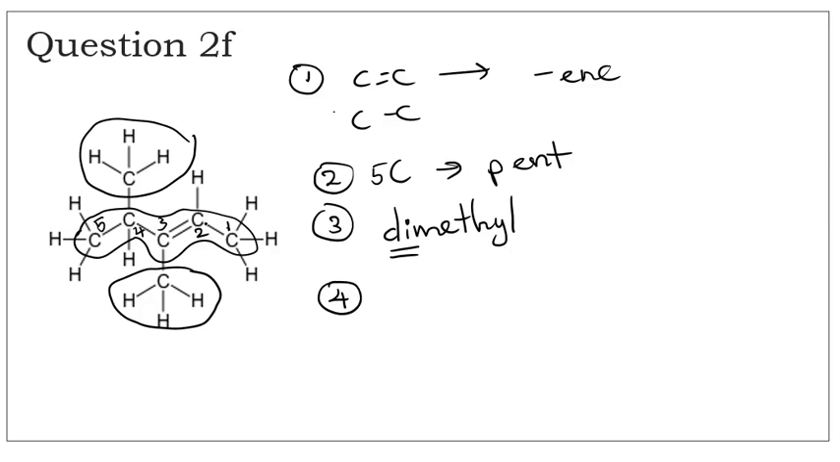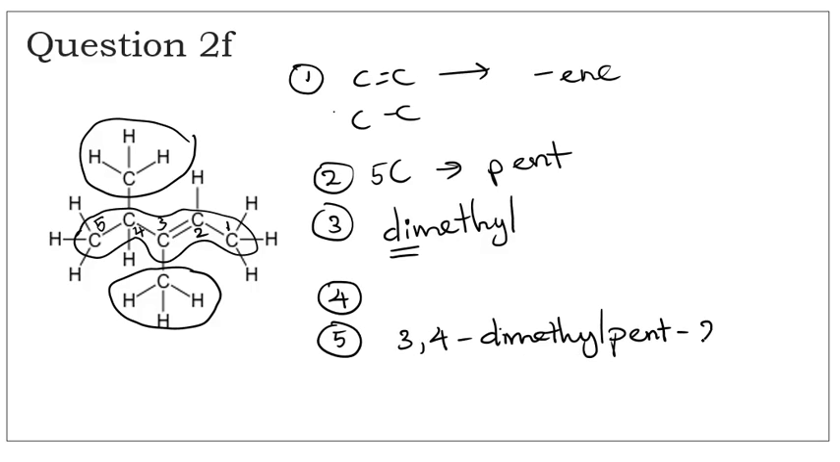So the double bond, which is the principal functional group, is of higher priority than the branches. And then I'm going to name it. So 3, 4, locations of the branches, dimethyl pent 2 ene.